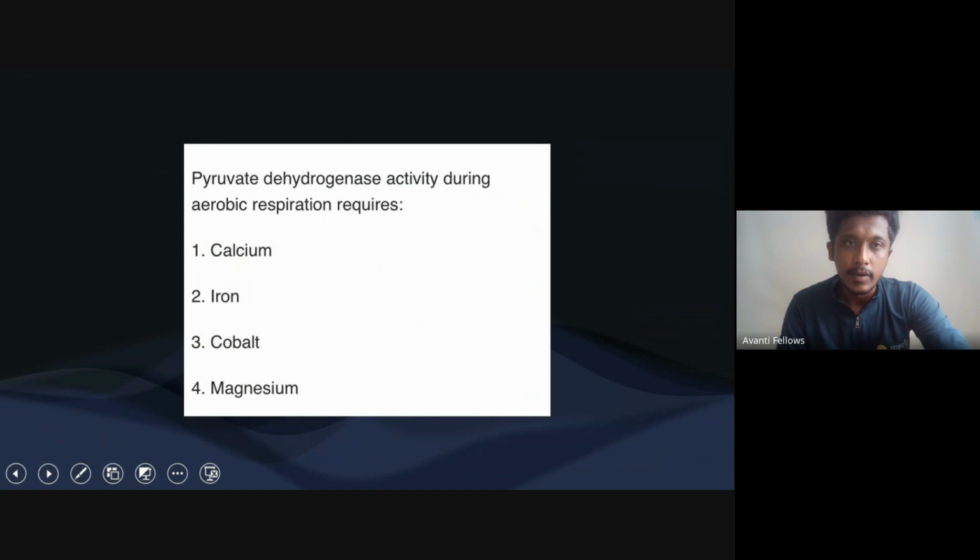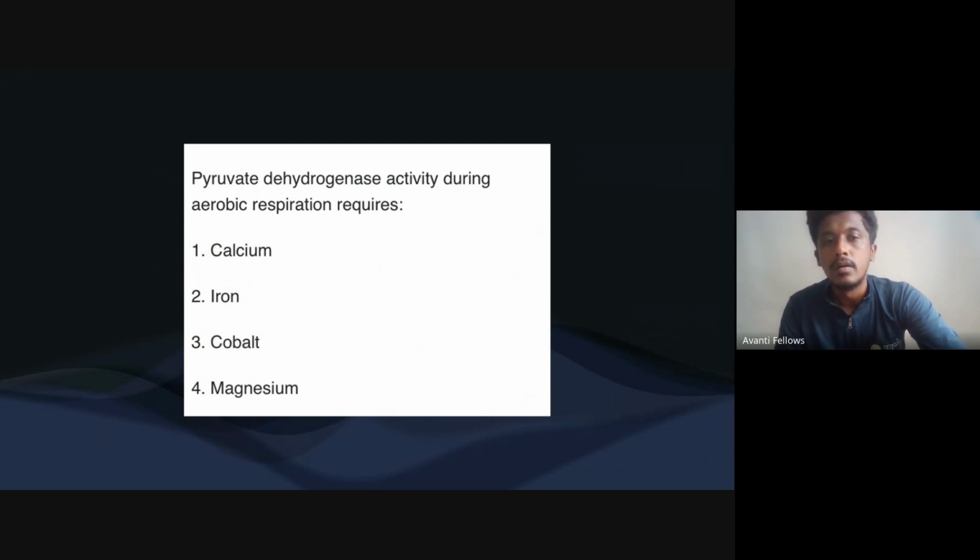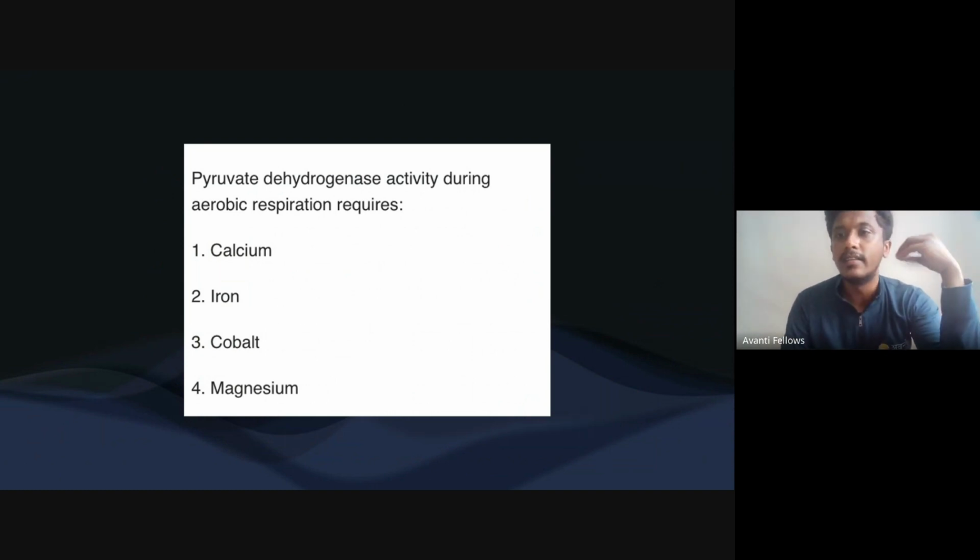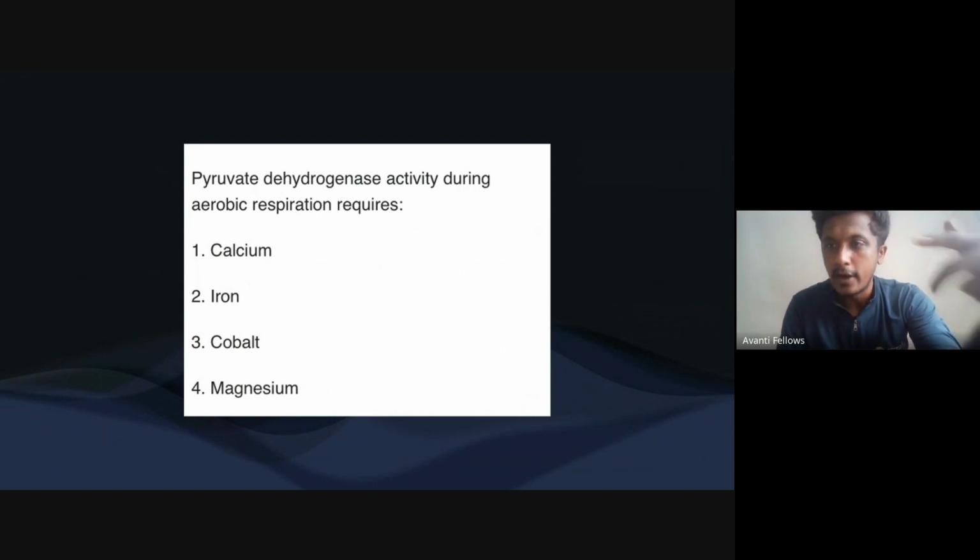Pyruvate dehydrogenase activity during the aerobic reaction requires calcium, iron, magnesium, cobalt. Okay. So which is your answer, students? So for the pyruvate dehydrogenase to perform during the aerobic respiration, what of these ions are required? Calcium ion, iron ion, cobalt, or magnesium ion? Okay. So tell me which ion. Very, very important question, you know. I know it's such an easy question because when we discussed the way the pyruvate dehydrogenase works, we really mentioned it in the equation, correct? So we did mention it in the equation. Now tell me, where does it take place? Like what does it require?